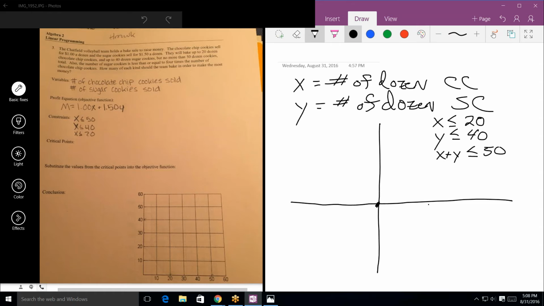Okay, so that's where I messed up, this 20. I was trying to graph it, and it wasn't working out. It wouldn't make a triangle, and I was like, man. Well, the X is a vertical line.